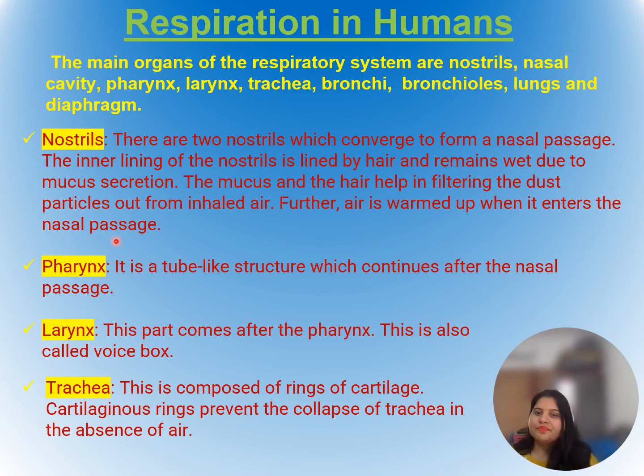Then another organ is the pharynx. Pharynx is a tube-like structure which continues after the nasal passage. After the pharynx there is the larynx. Larynx is also known as the voice box, and this part comes after the pharynx. Now trachea. Trachea is composed of rings of cartilage, some ring-like structures, and it is cartilaginous in nature. So the cartilaginous rings prevent the collapse of the trachea in the absence of air. If there is no air, then in that case they prevent the collapse of the trachea.